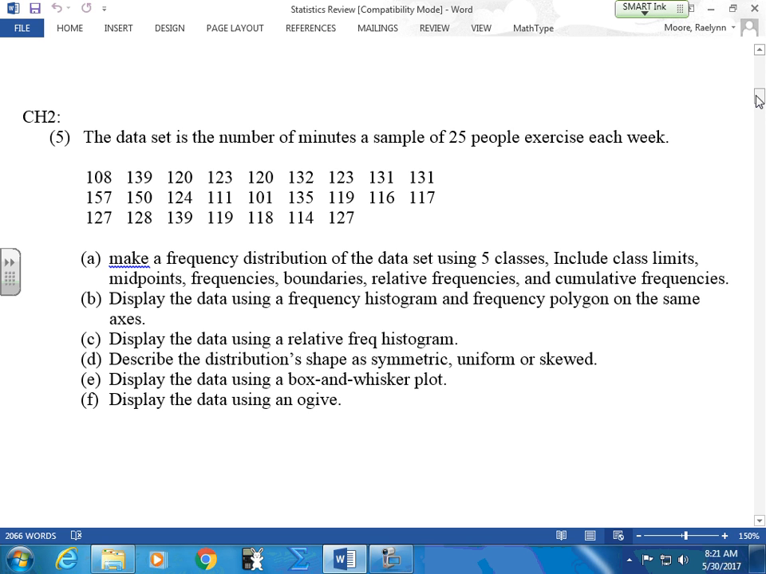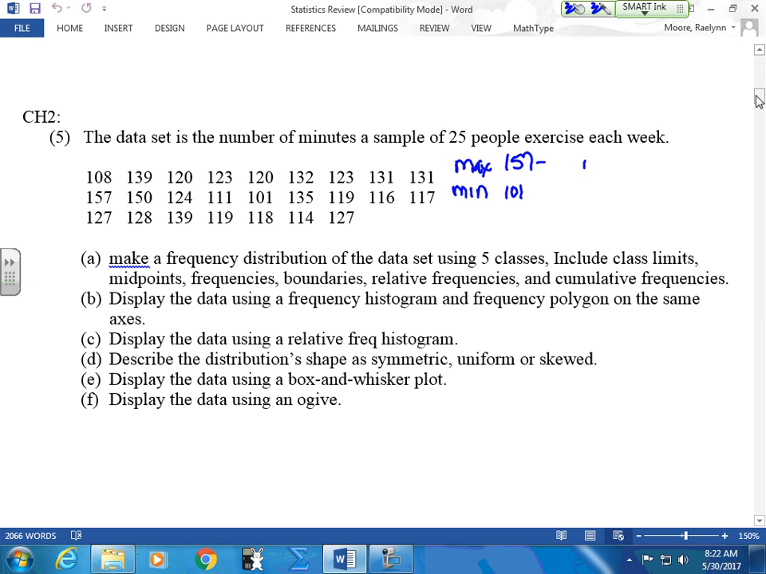All right, the hardest part is getting the table. So remember how we set our table up? We have to have a certain way to set it up. We found the highest one. We found the lowest one. So look through those numbers and tell me what the highest one is. 157. Everybody should write this down. What's the lowest one? 101.